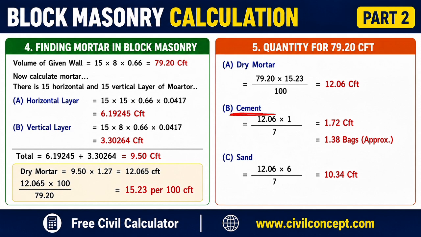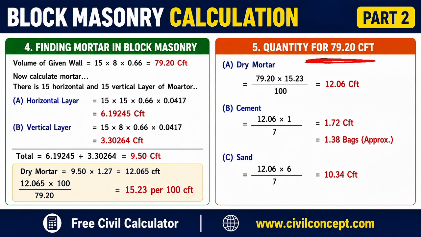Next calculate cement quantity. Assuming mortar mix ratio of 1:6, total parts are 1 plus 6. That equals 7 parts. Cement quantity is 12.06 multiplied by 1 divided by 7. That gives 1.72 cubic feet. Converting into bags, cement required is approximately 1.38 bags. Now calculate sand quantity. Sand quantity is 12.06 multiplied by 6 divided by 7. That gives 10.34 cubic feet.